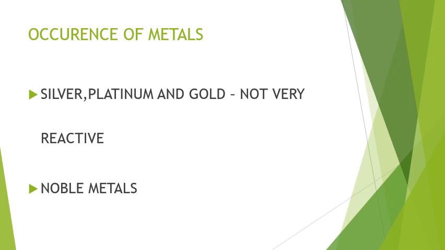Some metals such as silver, platinum and gold are not very reactive. They occur in free state in nature. Their ores contain particles of metals mixed with large quantities of impurities. They are known as noble metals.